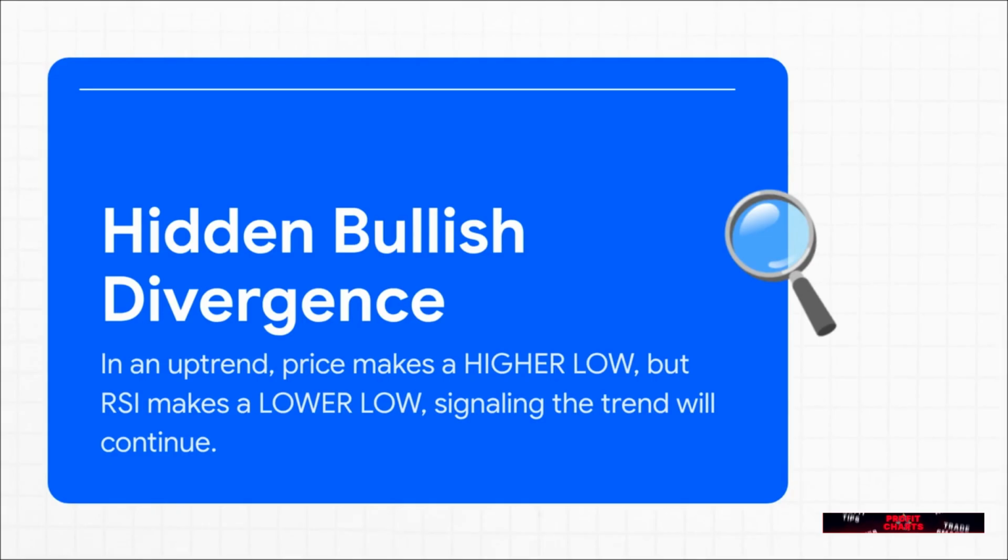So check this out. It's kind of the opposite of what we just talked about. We're in an uptrend, and the price does a little pullback, right? It makes a higher low, which is totally normal. But during that same pullback, the RSI makes a lower low. See how that's different? This is hidden bullish divergence, and it's a fantastic sign that the dip is getting bought up and the main uptrend is about to resume.